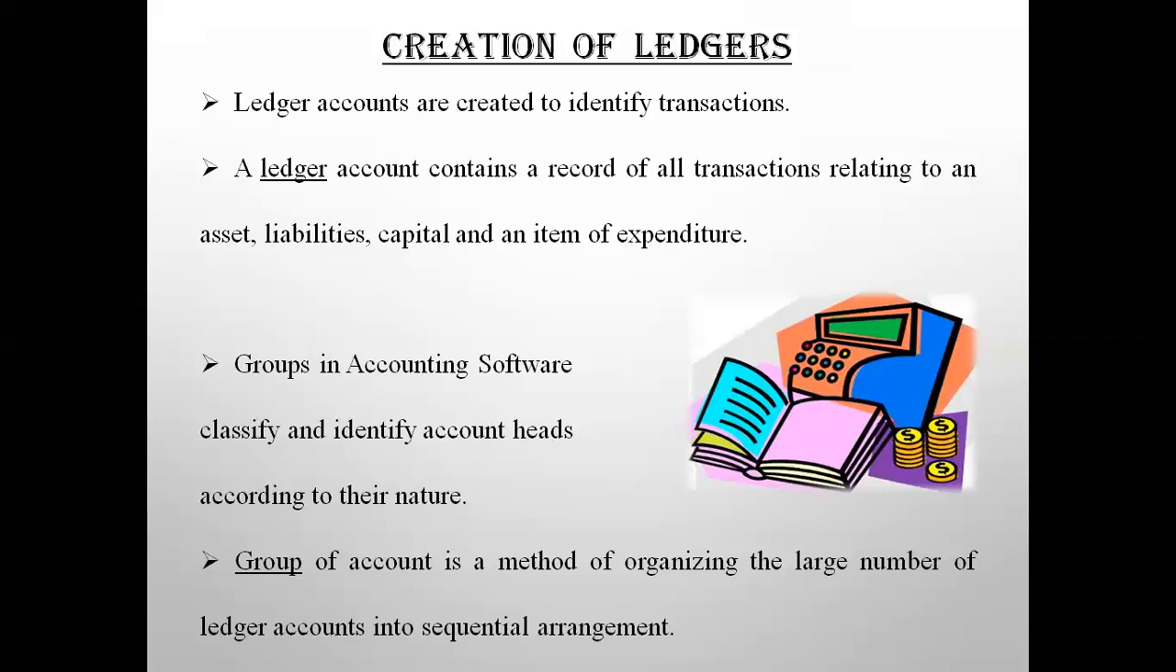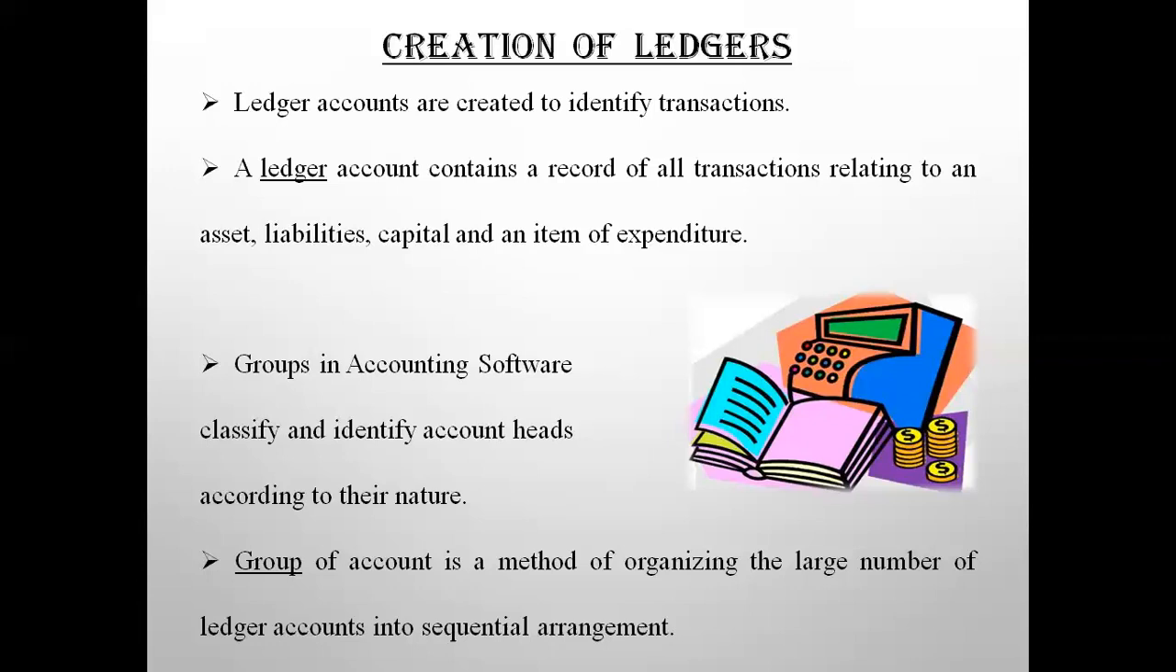It has to be created under any of the groups. Some predefined groups are there already in the accounting vouchers. So you have to classify your ledgers according to the groups. Groups are the main headings. So ledgers are the subheadings. So ledgers are very important for voucher entries.